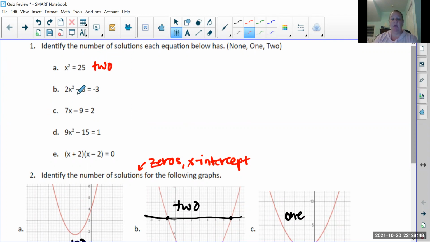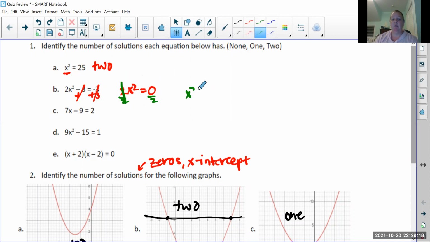When I look at B, this can be a little confusing, so I need to simplify it. I want it to look like this, where I have just an x squared by itself. So I'm going to solve this. I'm going to add 3 to both sides so I can cancel this out. I get 2x squared equals, and the negative 3 plus 3 also cancels out, so this is a 0. Then I need to get rid of this 2, so I'm going to divide by 2, just like I would if this said 2x equals 0 back in Algebra 1.